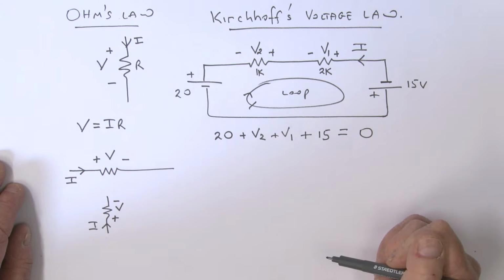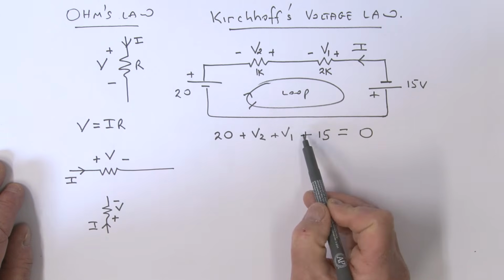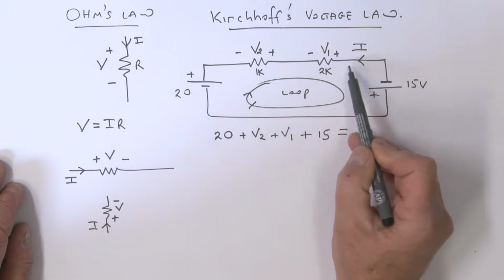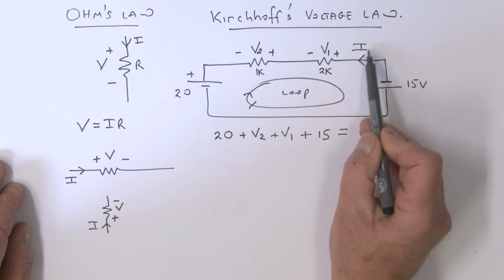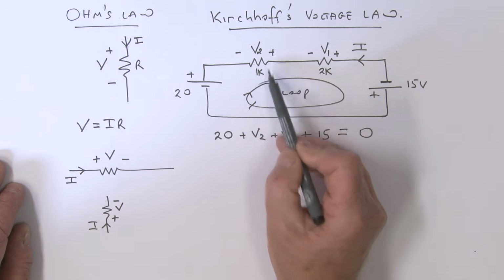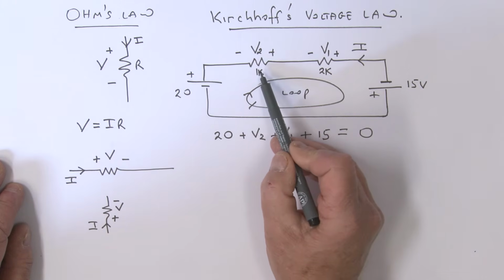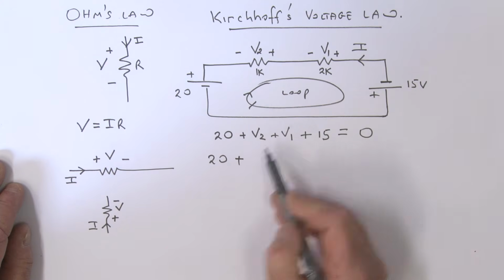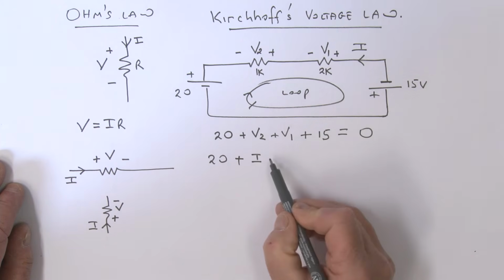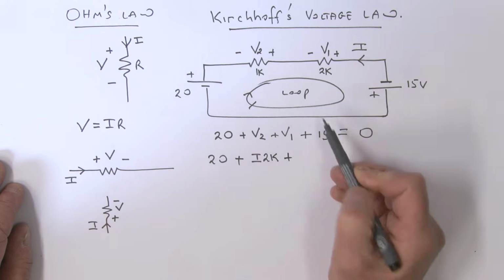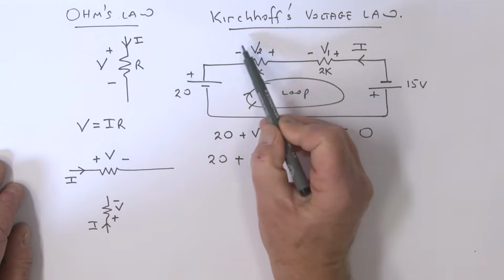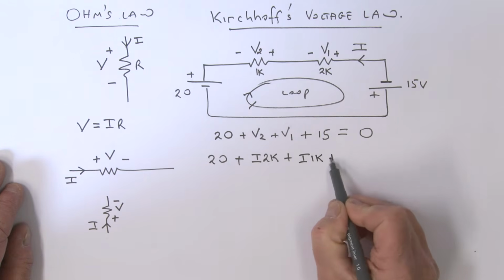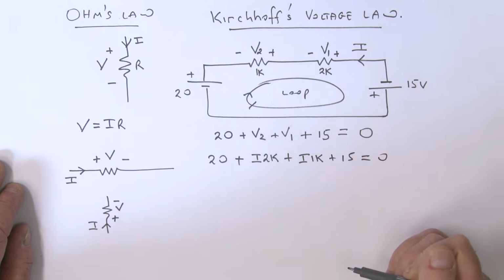Okay? All right, well, what about V1 and V2? Let's use Ohm's law to evaluate V1 and V2. Well, that would simply say that V1 is equal to what? I times 2K. V2 is going to be I times 1K. So let's do that. So that's 20 plus V2. Well, that's I, isn't it? So there's I times 2K, plus V1, which is I times what? The 1K. So that's I times 1K plus the 15, and all of that is equal to 0.